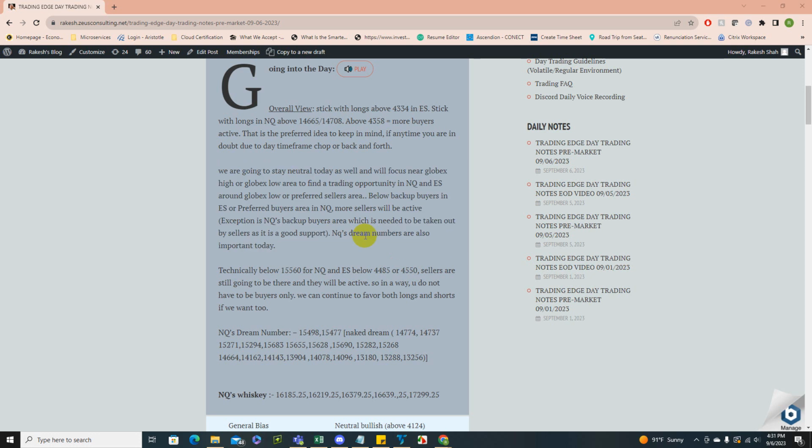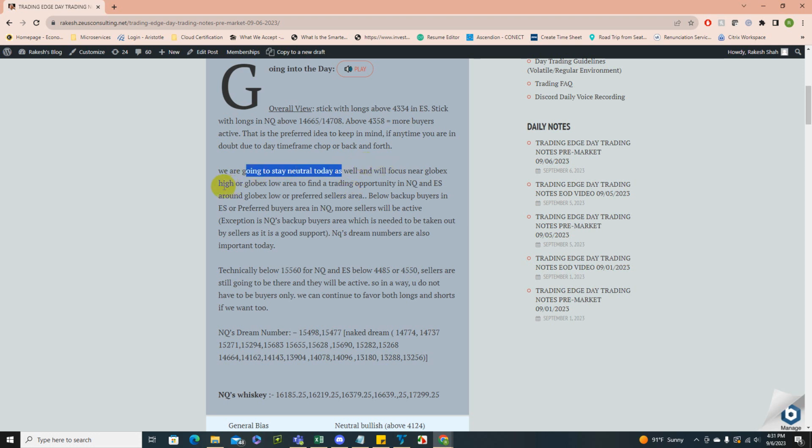Today is Wednesday and we were looking for a down move today, right? So in this code I said we are looking for a down move today. So we are going to stay neutral today, sorry, not down move, okay? I said we are going to look for a trending move today, okay? So we are going to stay neutral today as well.